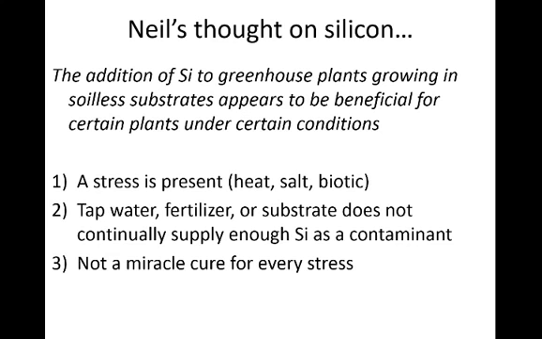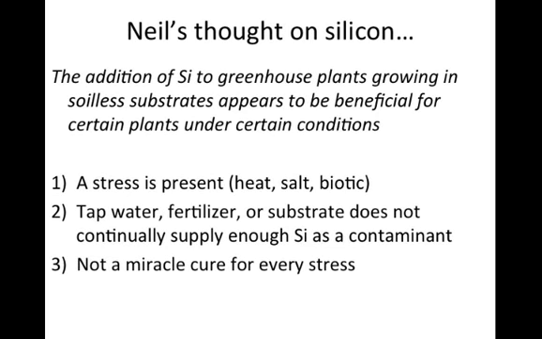So to conclude my talk, my thoughts on silicon are that adding silicon to the greenhouse for plants growing in soilless substrates, it appears to be beneficial for certain plants under certain conditions. So it doesn't seem to be a miracle cure that improves growth and does all of these marvelous things for all plants. But through our experiments, at least, it seems to be useful for some plants when a stress is present, such as heat or salt stress.